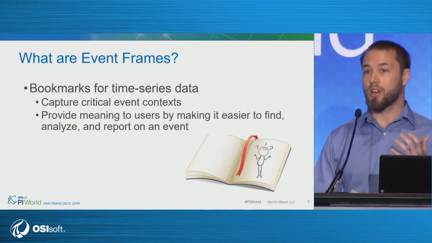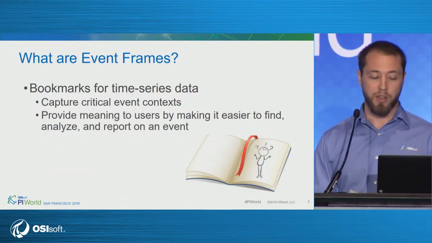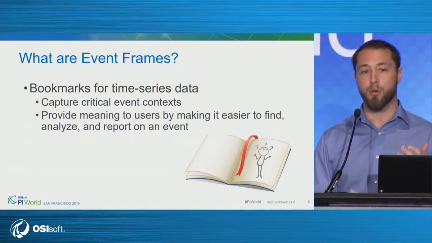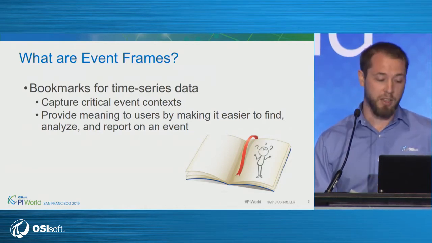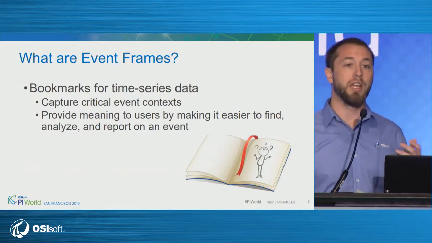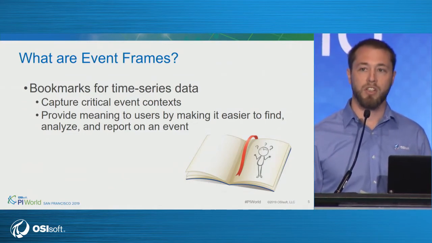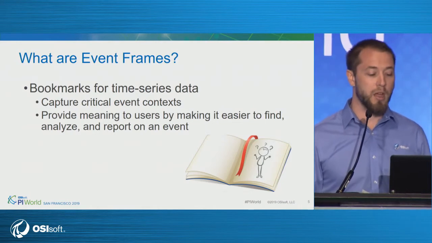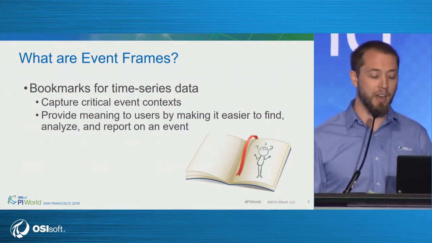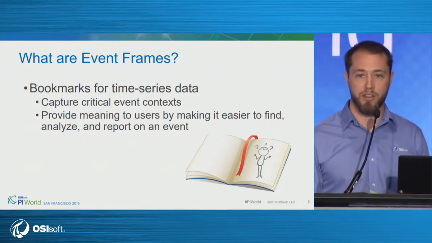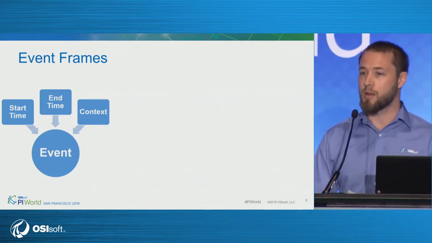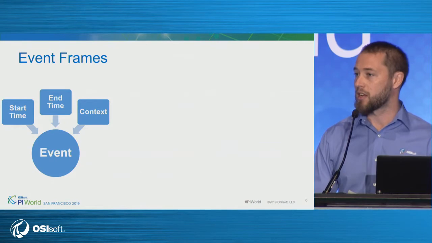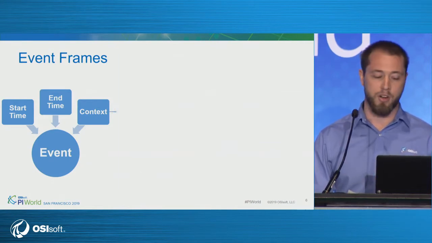The short and simple way to explain them is event frames are bookmarks for time series data. They help capture critical event contexts and then provide meaning to users, coworkers, clients, customers, etc. by making it easier to find, analyze, and report on a specific event. There are three main parts to an event frame, right? A start time, an end time, and then context. And context here is the key part.